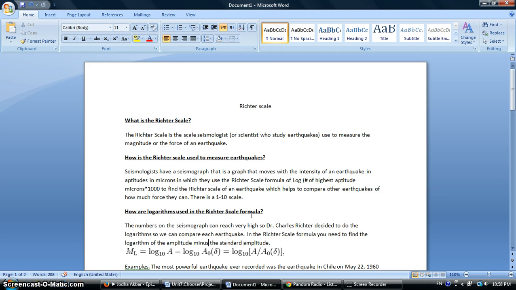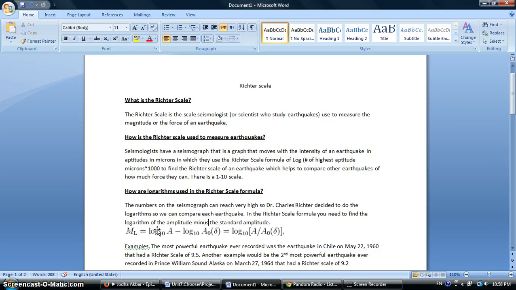The Richter scale is a scale used by seismologists to measure the magnitude, or the force of energy, that an earthquake gives when it happens. Seismology. How is the Richter scale used to measure earthquakes?